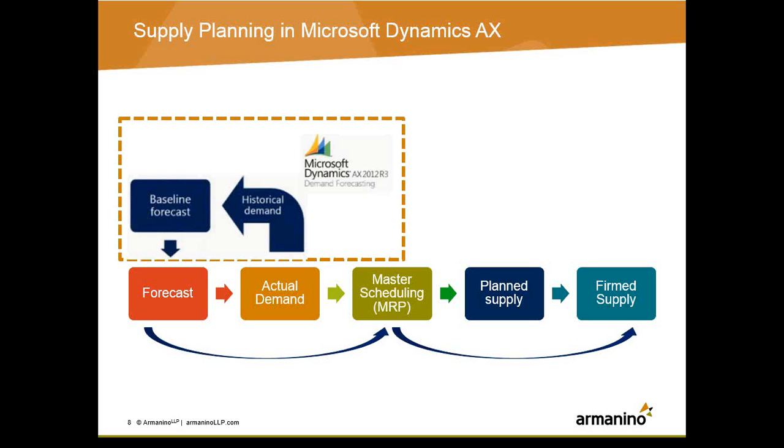The way that forecast is structured in Dynamics AX 2012 R3 is we're able to take all of the historical actual demand and run it through a series of algorithms to come up with this baseline forecast. This baseline forecast uses extrapolation to come up with an estimation or a guideline for the individual user to make decisions and to come up with a more accurate number.